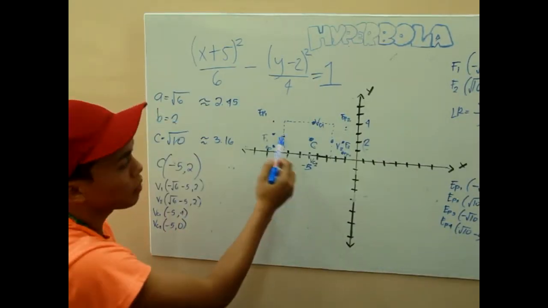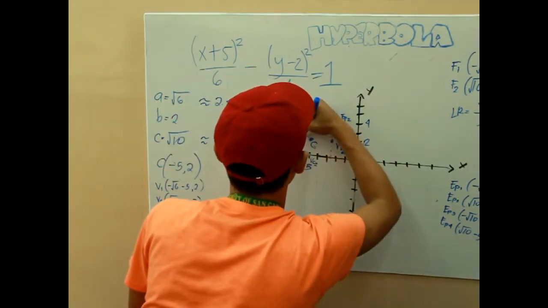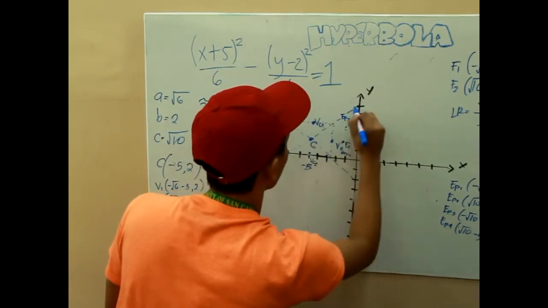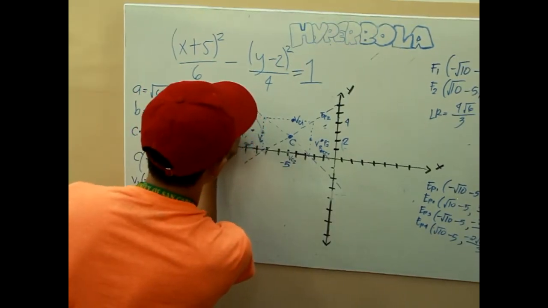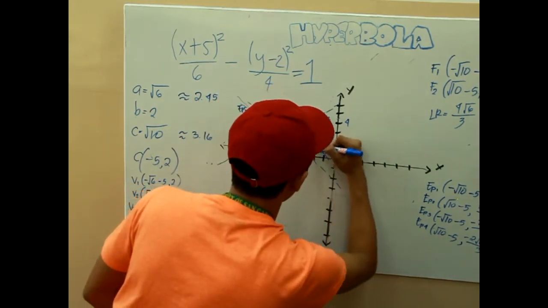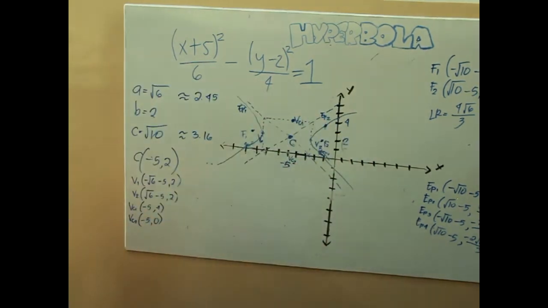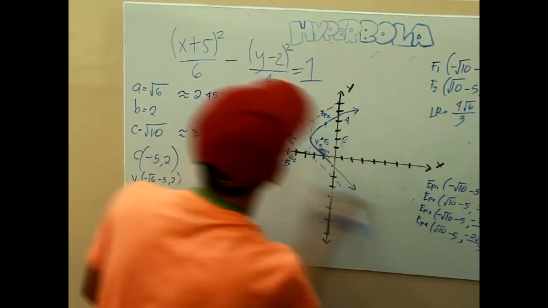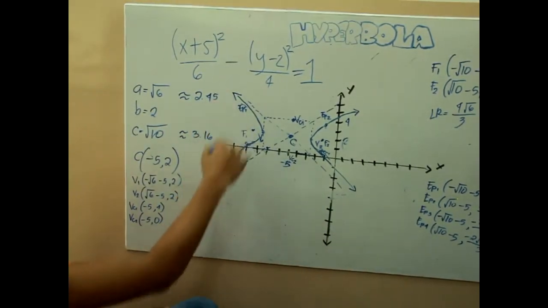Now that we have the imaginary box, we can draw the asymptotes. So this is it, and here, on the other side. Okay. We may now graph the hyperbola. So this is now our hyperbola.